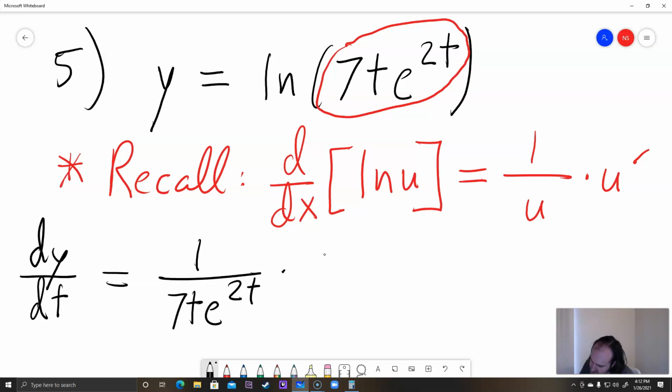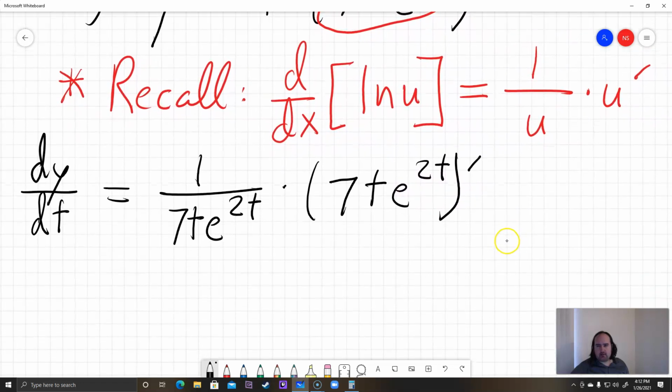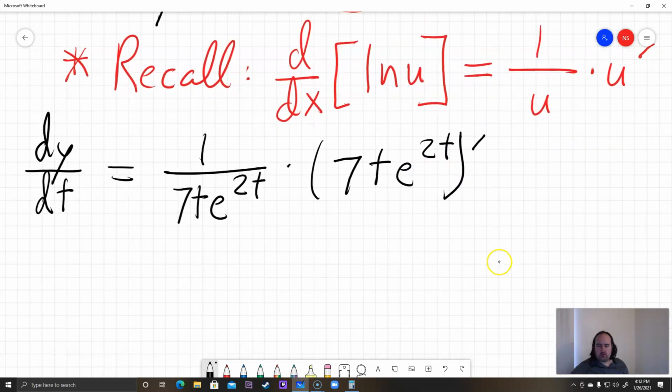times the derivative of 7t e to the 2t. So I'll just write a prime there because we haven't taken the derivative of this part yet. So that's our 1 over u times u prime. Now to take the derivative of 7t e to the 2t, we're going to have to use the product rule because we have two things multiplied together here. So a lot of problems in this section use the product rule.